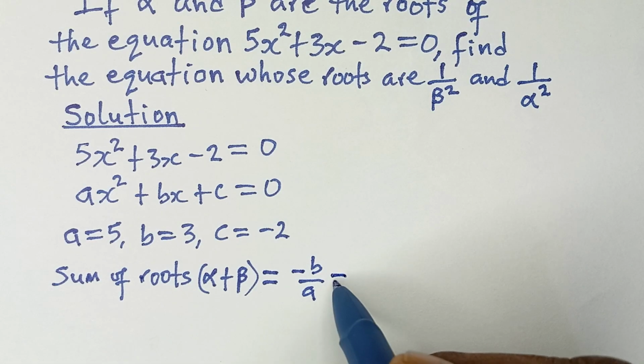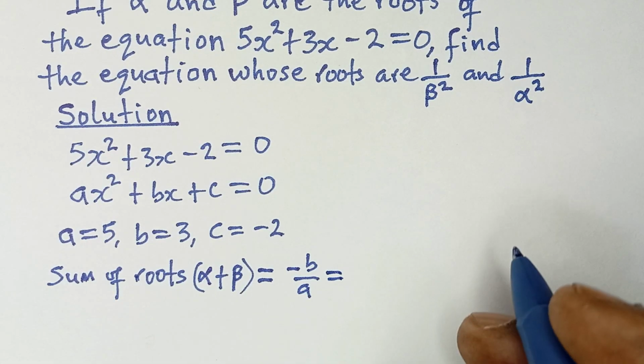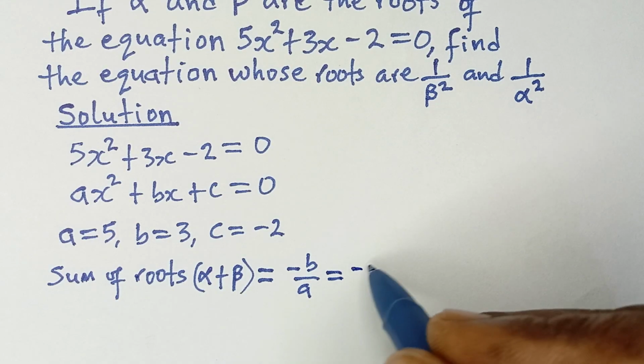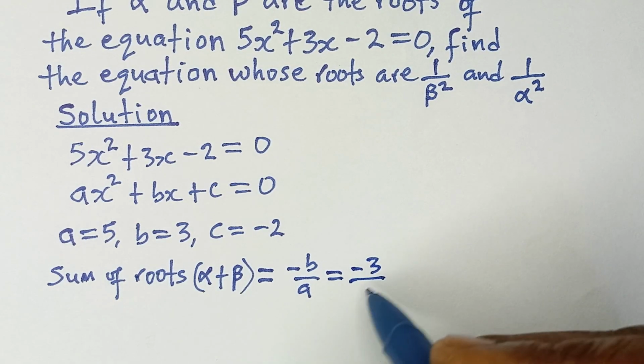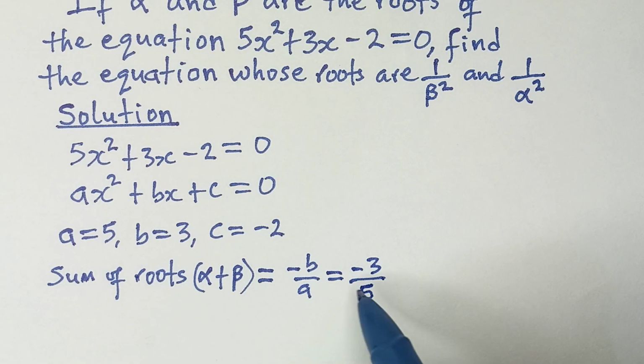And if we substitute in values, our b is 3, so I say minus 3. That is what we have, minus 3. And then over a is 5. So the sum of roots of this equation is negative 3 over 5.